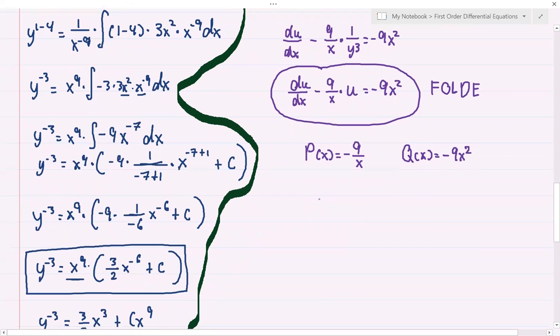Now, what we can do is we will now use these two formulas. So what are these two formulas? First is to find the integrating factor.